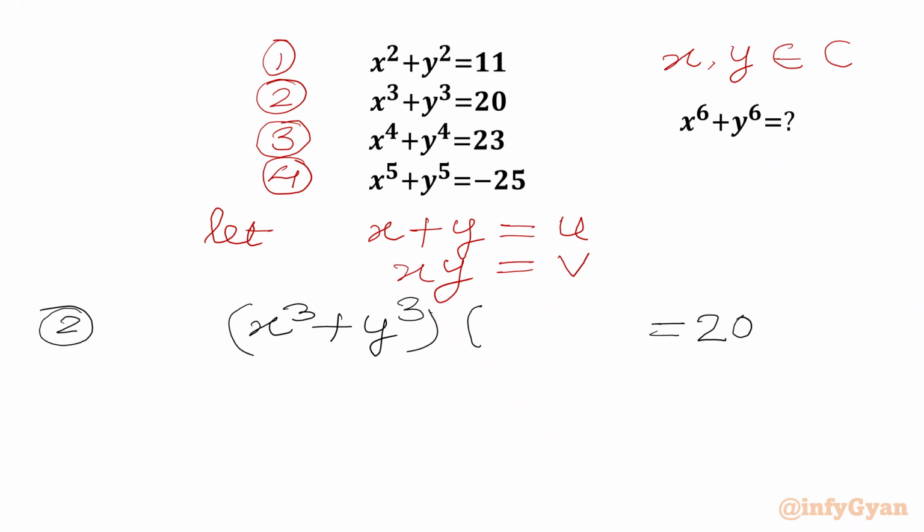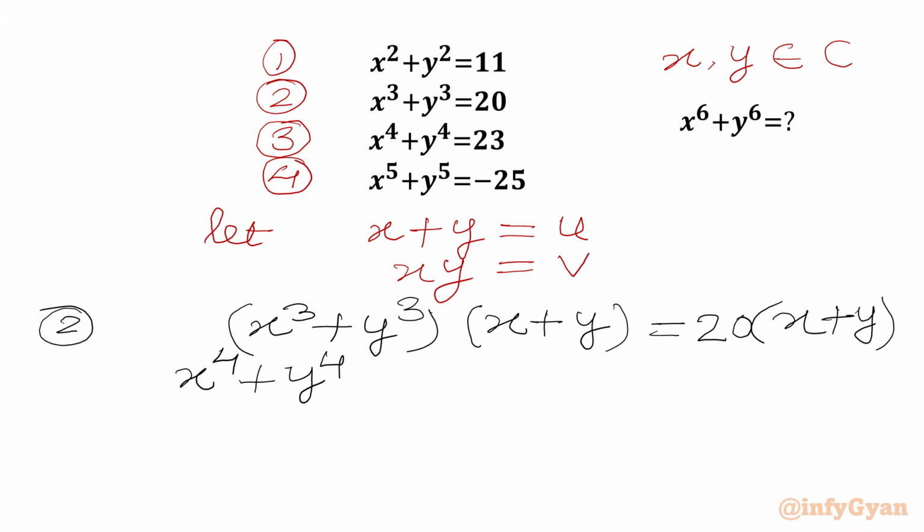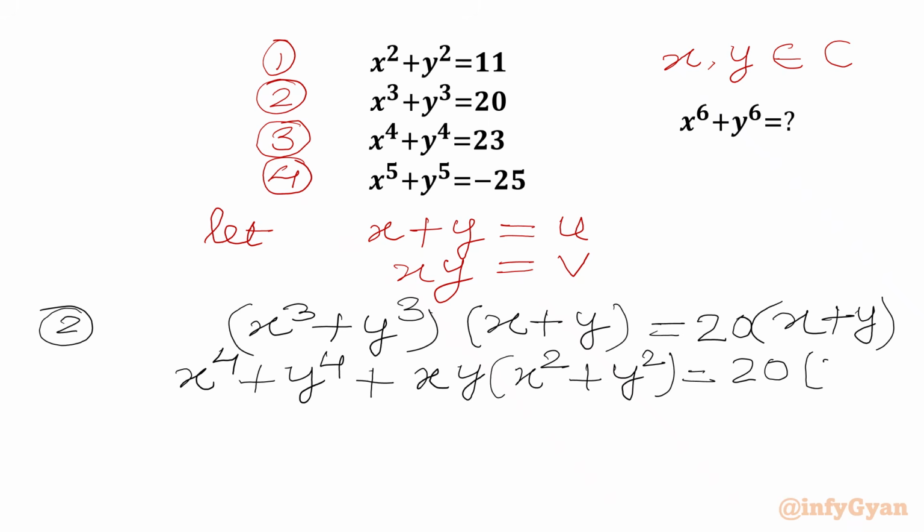Now we are going to multiply both sides by x plus y. So we will multiply the RHS by x plus y, given that x plus y cannot be 0. Now we will multiply term by term. So x cube times x power 4, y cube times y power 4. Now cross product terms will be x cube y plus xy cube. From there we will take xy common. So in the bracket we can write x square plus y square. And in RHS we will write 20 times x plus y.